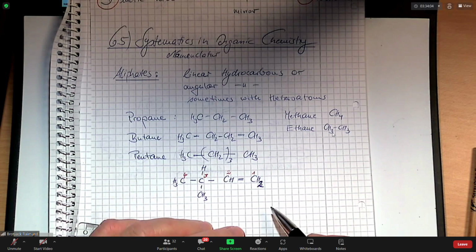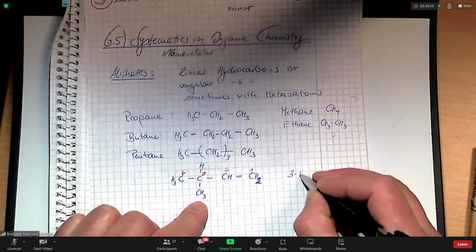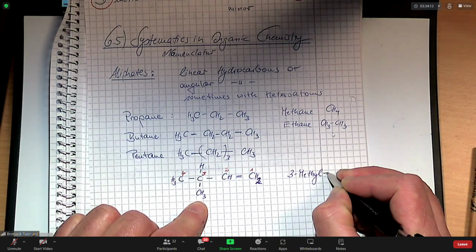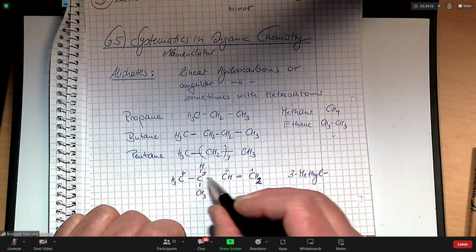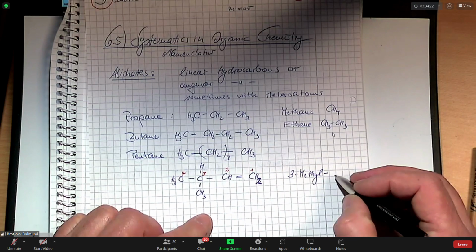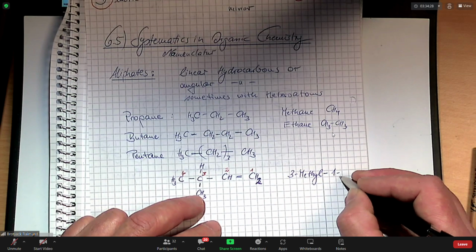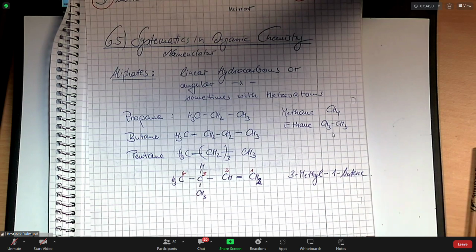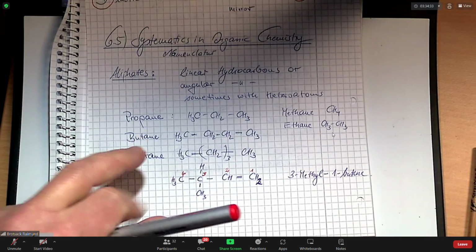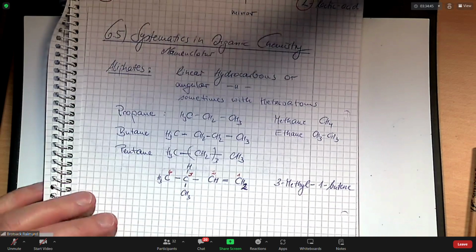So the name is, now we call 3, and here we have the methyl group, 3-methyl. And then we say we have butene as the main chain, 4 carbons in the main structure, but we have a double bond on the first carbon. So we have 1-butene. So aliphates always end with -ane when they have no double bond, so no double or triple bond.